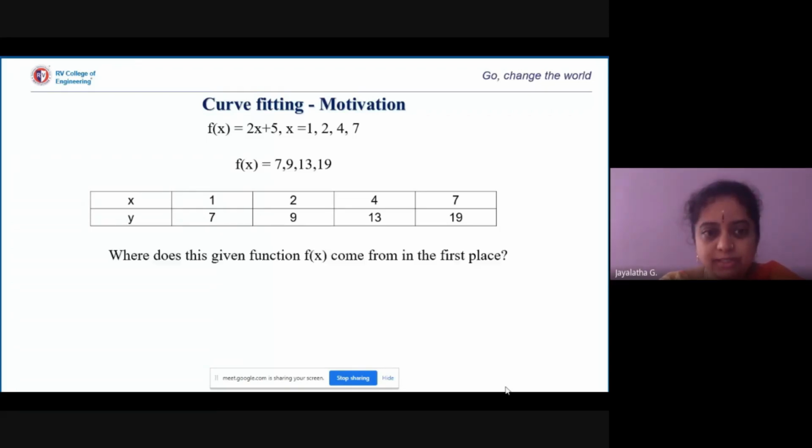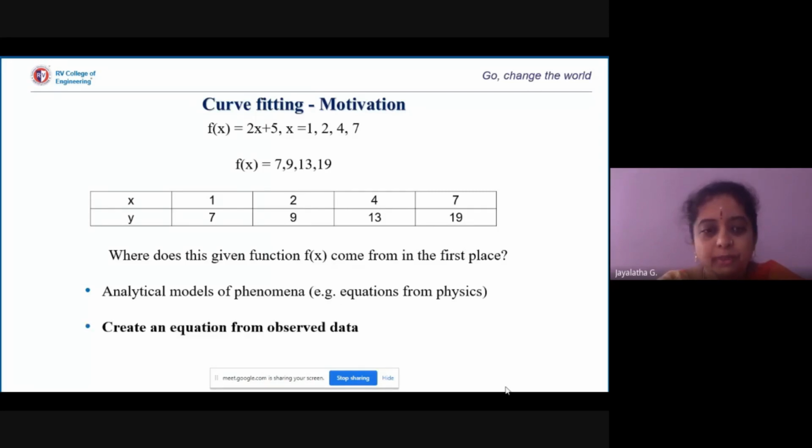Now the first question is, where does this given function f of x come from? It could be analytical models of phenomena, for example, equations from physics, or it could be creating an equation from observed data, or having a function for the observed data in hand.